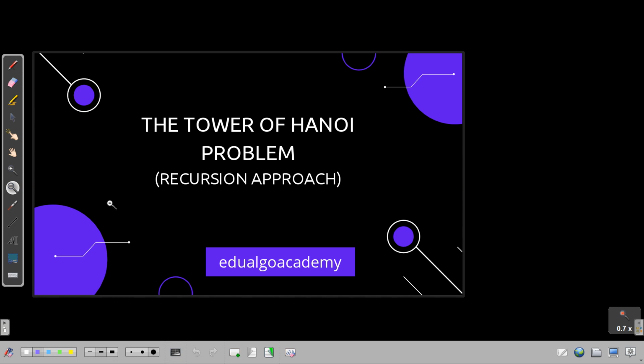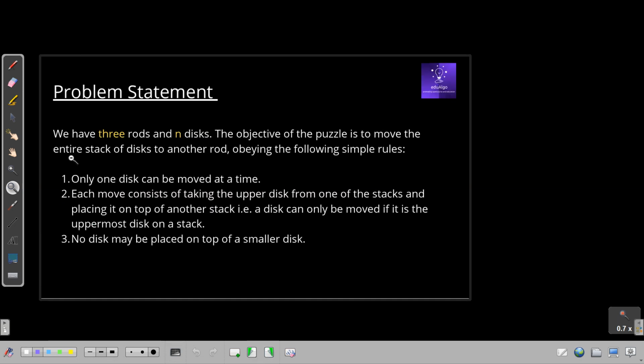So before jumping into the problem, let's see what the problem statement is. You can see we have only three rods. This is mentioned here, so 3 is constant, and we have n disks. This n will be the user input from the problem statement. The objective of the puzzle is to move the entire stack of disks to another rod, obeying the following simple rules. We have one rod and some n number of disks, so we have to transfer all of these disks to another rod using the rules given here.